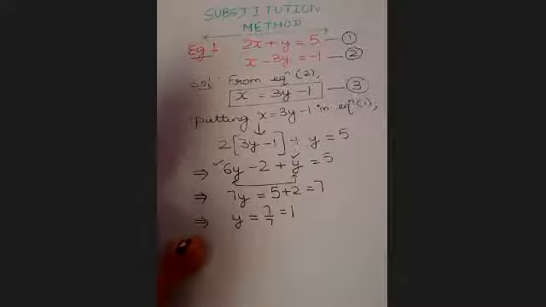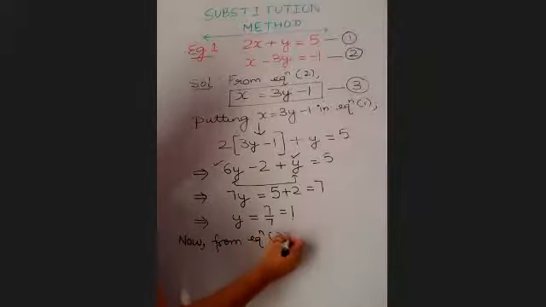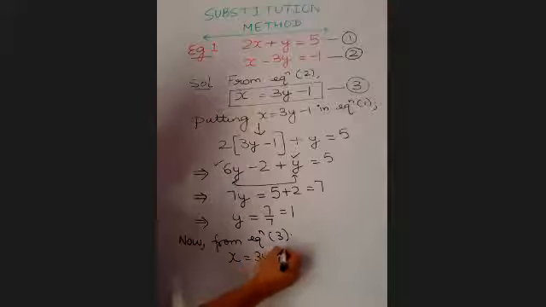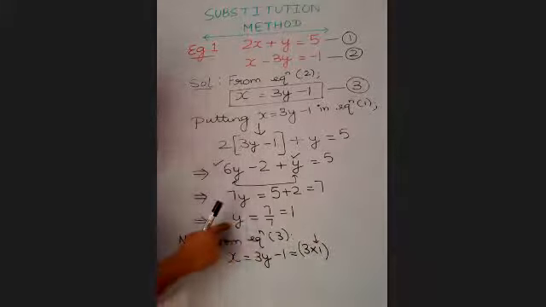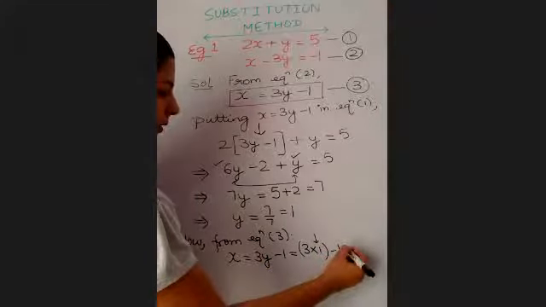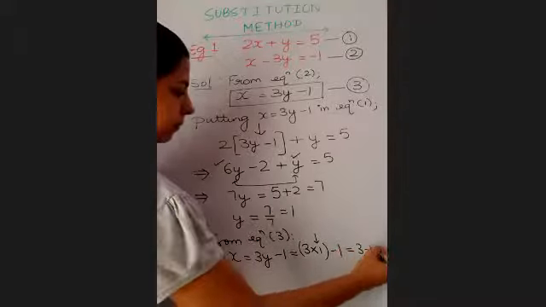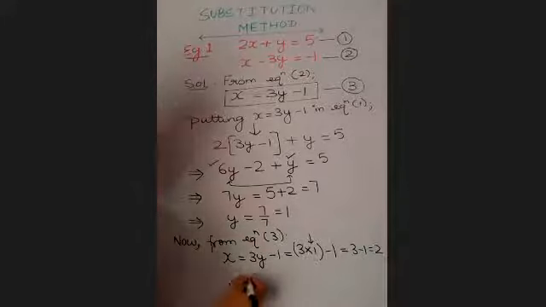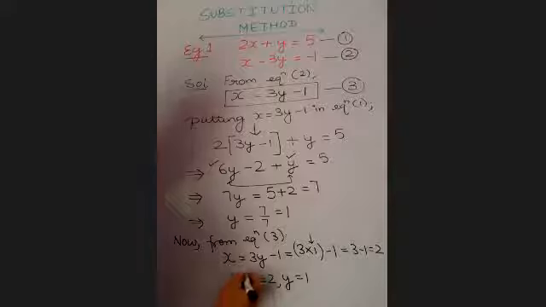Now from equation 3, x is equal to 3y minus 1, which means 3 into 1, because the value of y is 1, minus 1. Now what is 3 minus 1? 2. So what is the answer, children? Therefore, x is equal to 2 and y is equal to 1.